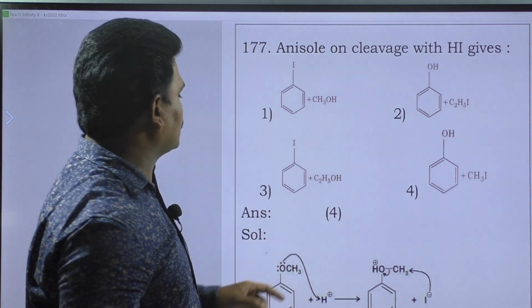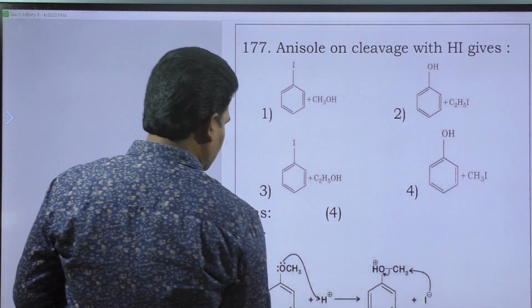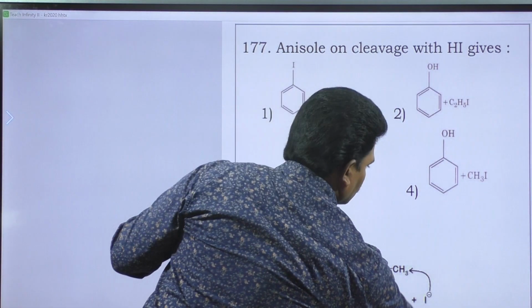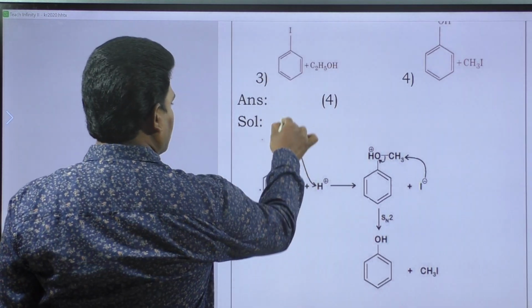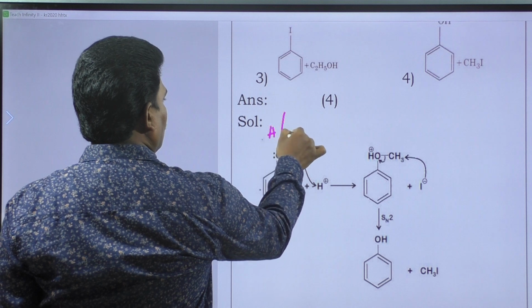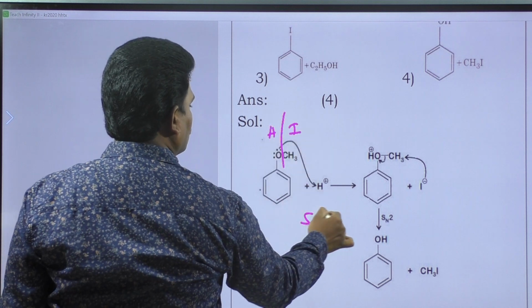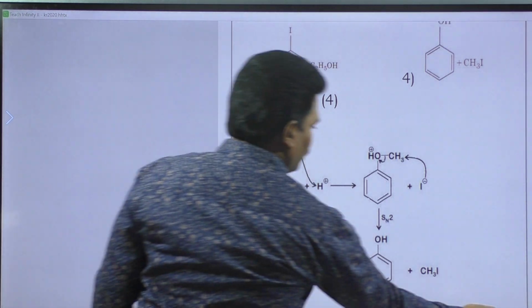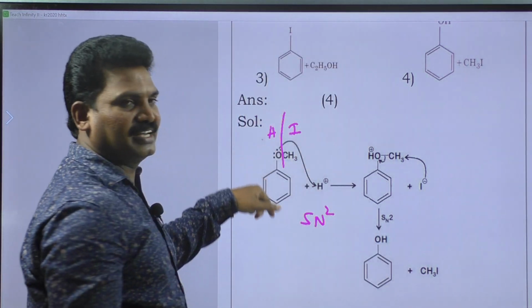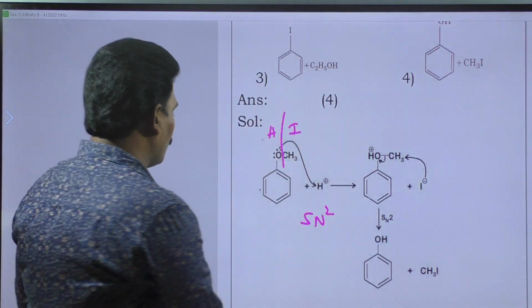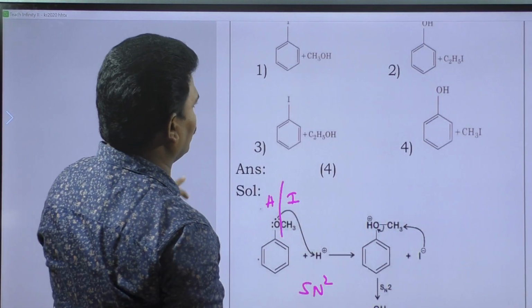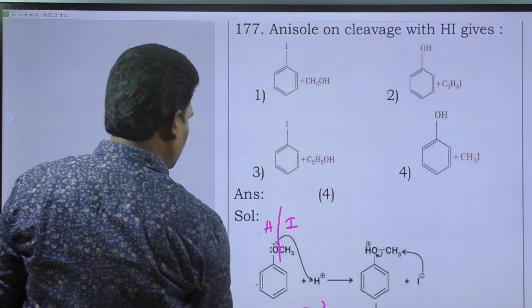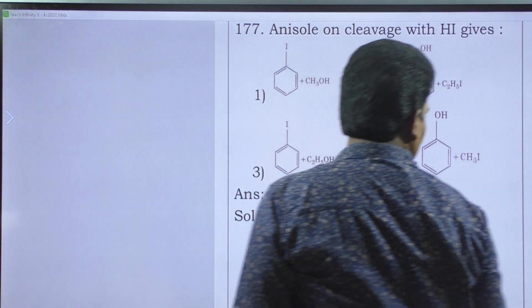Ether cleavage with HI. Ether cleavage with HI to give. Look at the cleavage by HI, here hydrogen and iodide follow the SN2 mechanism to form phenol and methyl iodide. Cleavage gives phenoxide ion, because the phenoxide ion is more stable with resonance forms. So the answer is phenol and methyl iodide, option 4. Then go to the next question.